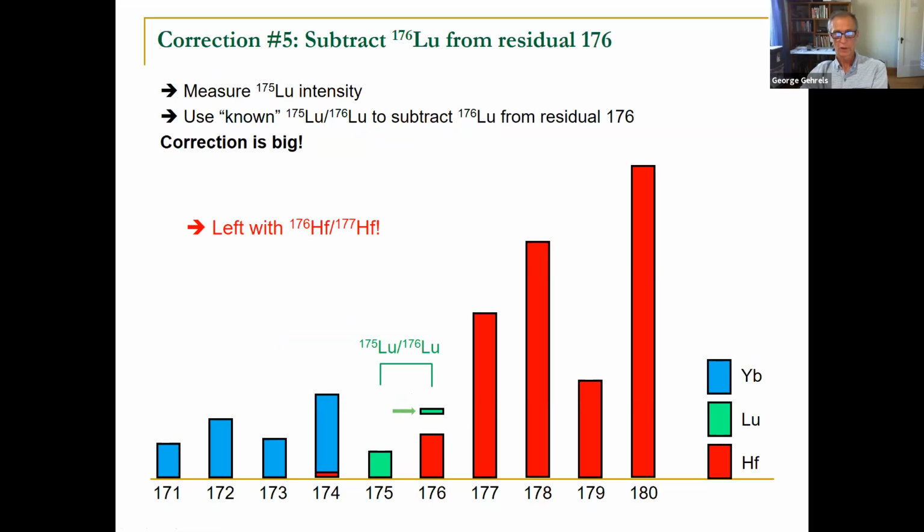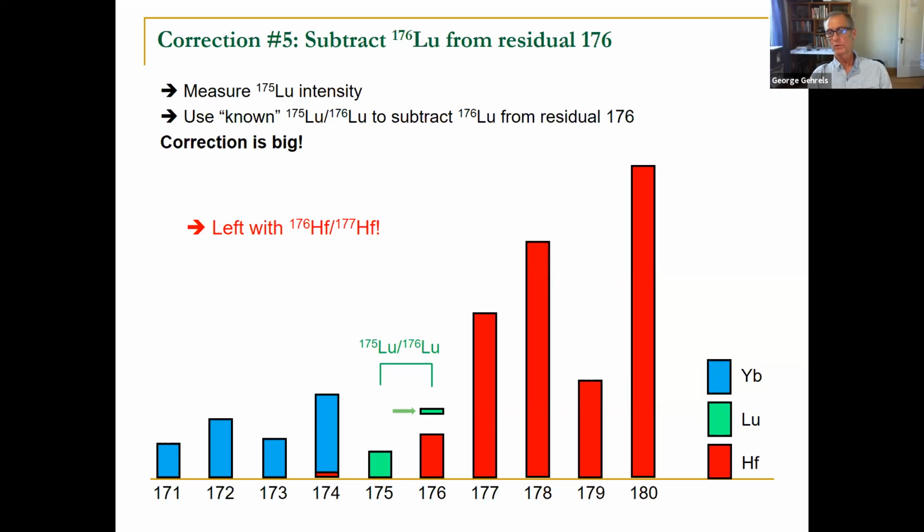And so here's our fifth correction. We measure 175. We know the 176, 175 ratio in nature so that we can subtract out the amount of 176. And so voila, at the end of these 5 corrections, we've got 176, which is just hafnium. And now we can do that ratio of 176 hafnium to 177 hafnium. How does that sound? Those corrections make sense? So you have to do all these different isotopes.